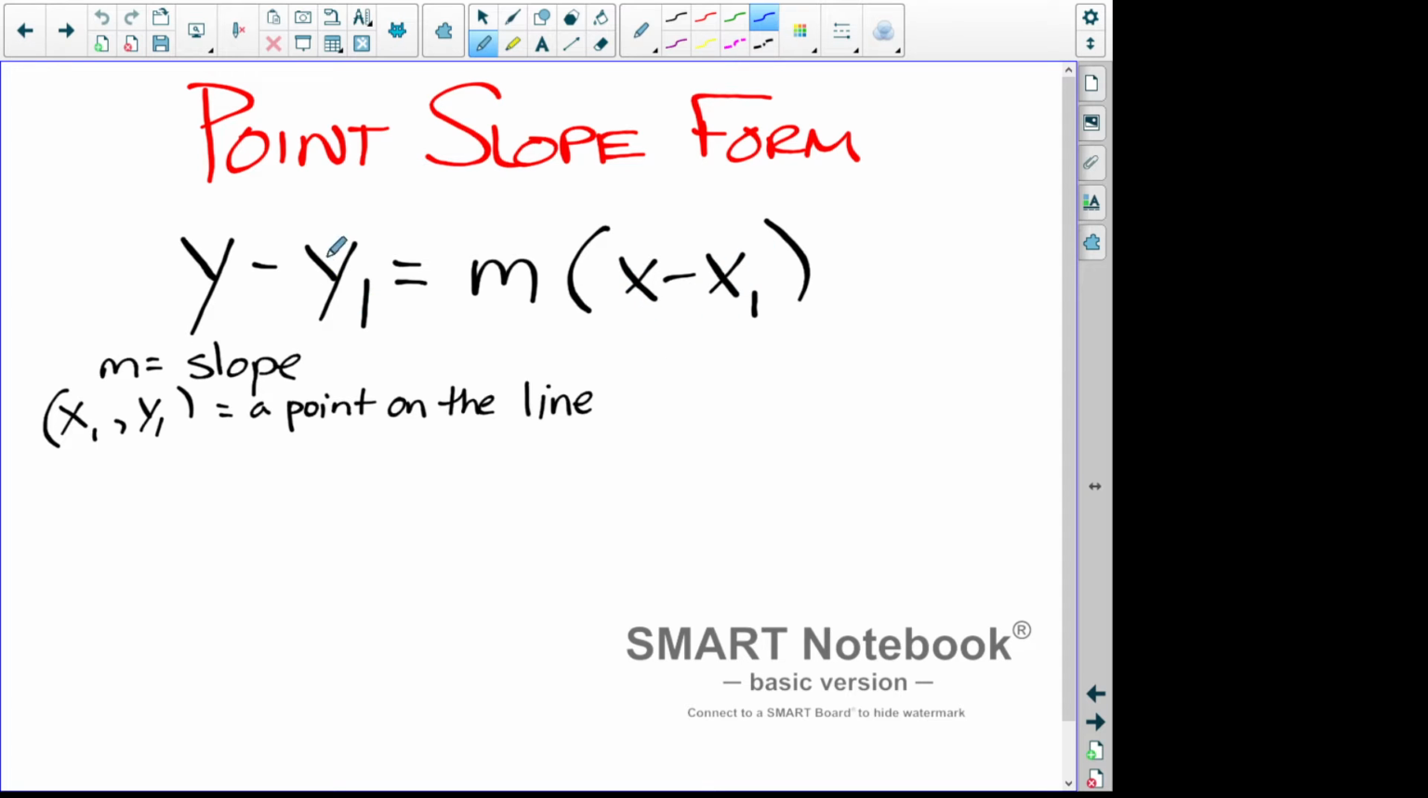And then x1 and y1 are the things that we're going to be using today. x1 and y1 just simply represent some point on the line. It doesn't matter if it's the y-intercept or the x-intercept or any random point on the line. All we need is some point and the slope, and then we can generate the point slope form.